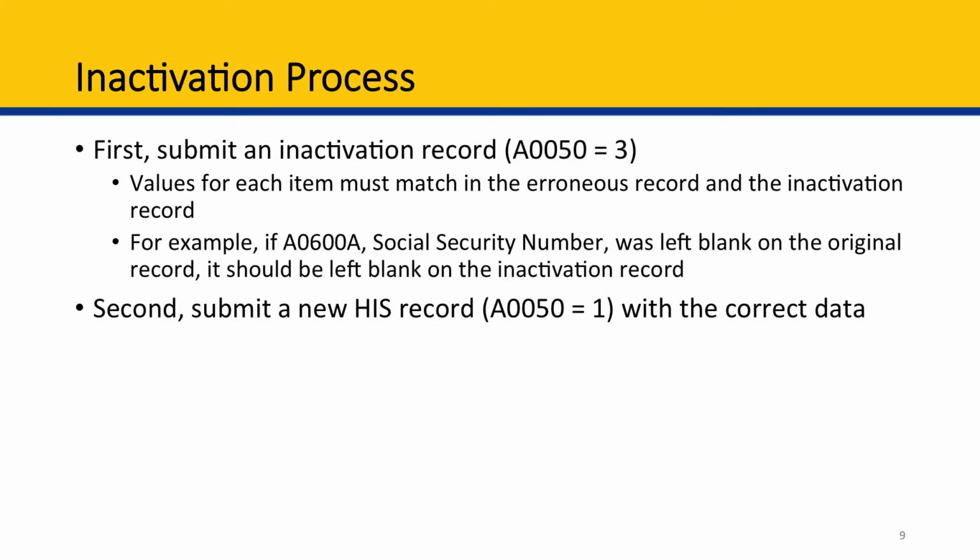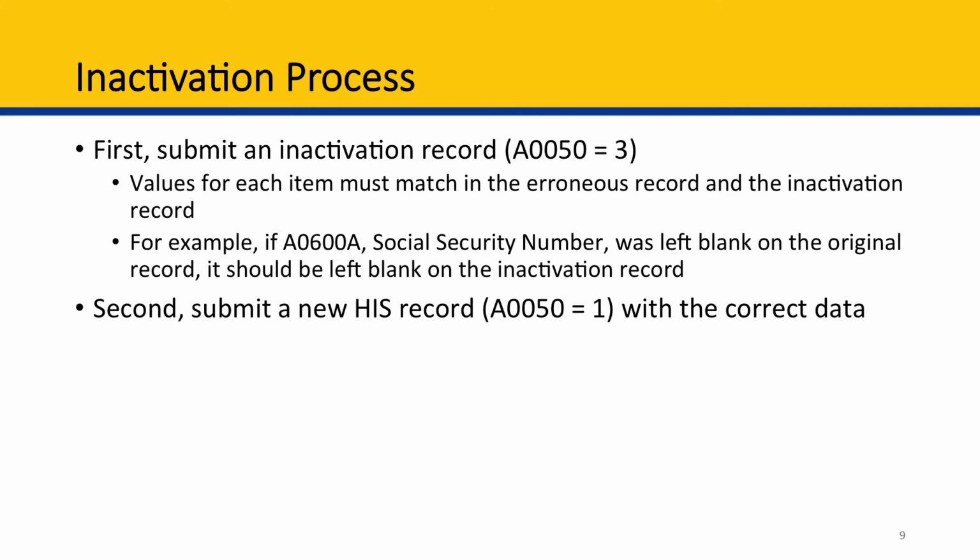An inactivation is a two-step process. For inactivations, you first submit an inactivation record, A0050 equals 3. The values on the inactivation record must match the original erroneous record. For example, if A0600A Social Security number was left blank on the original record, it should be left blank on the inactivation record.